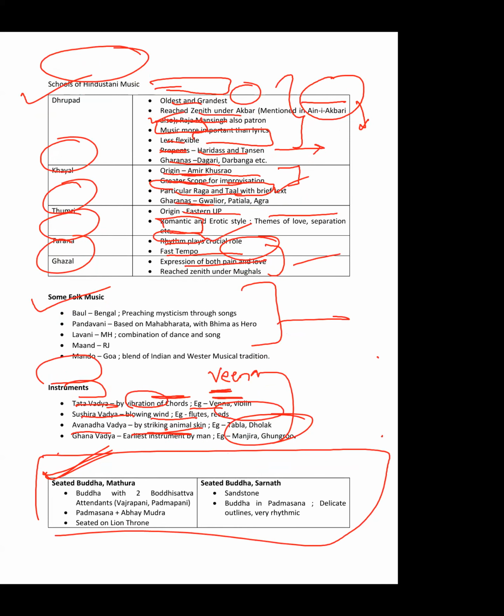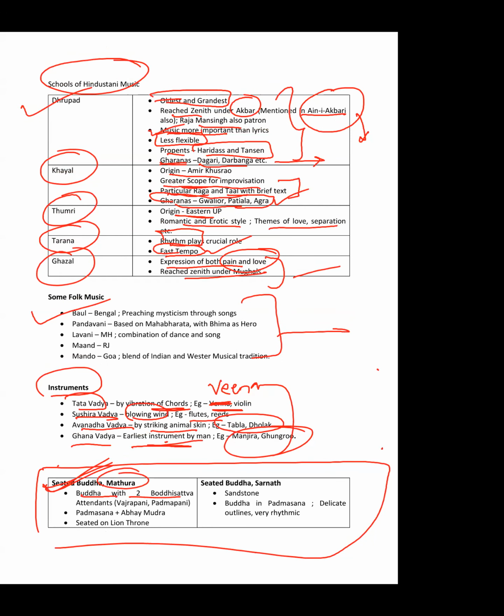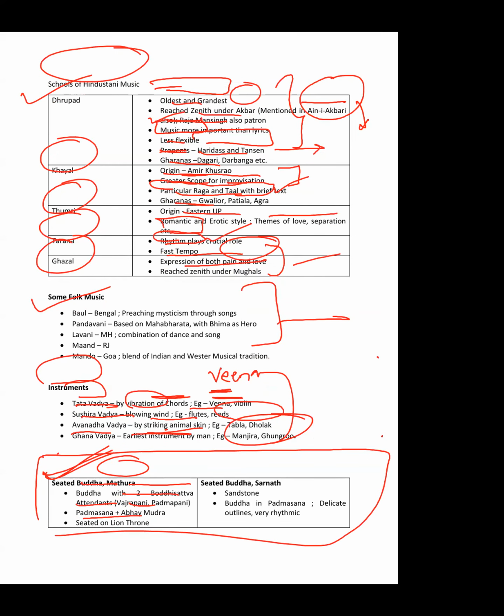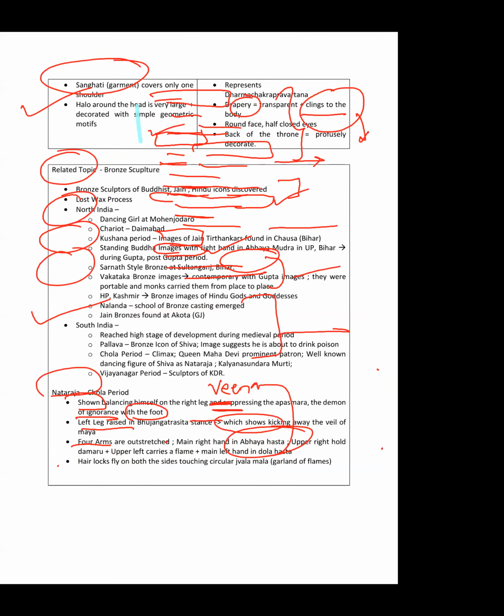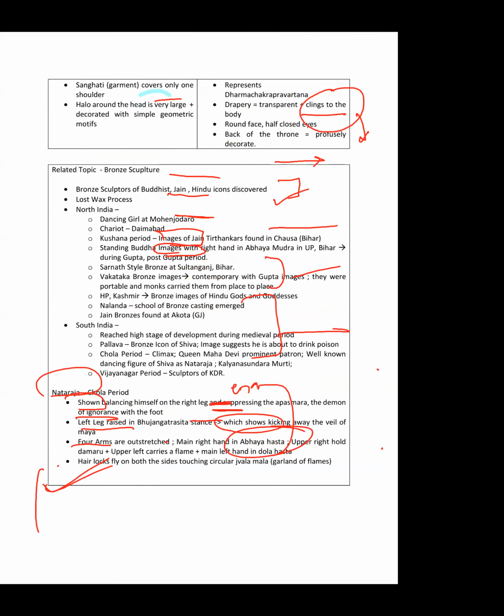Seated Buddha in Mathura. What are the prominent features? You see Buddha with two bodhisattvas, Vajrapani and Padmapani. Buddha is seen in Padmasana plus in Abhay Mudra, seated on a lion throne. The garment of the Buddha, known as Sangati, covers one shoulder of Buddha.